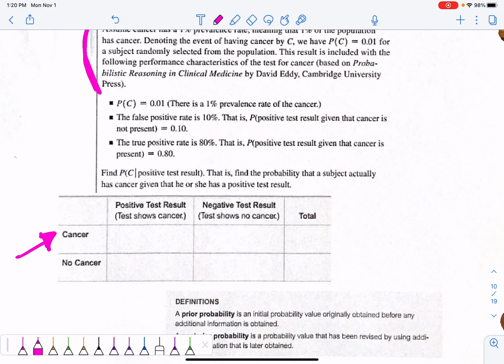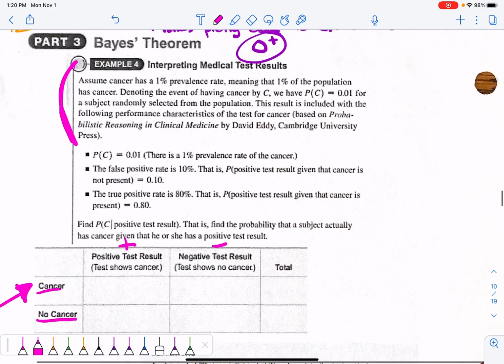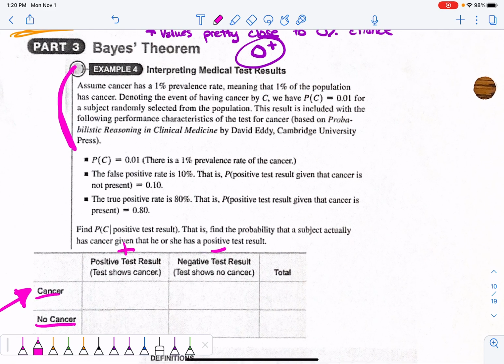So it's that two-way contingency table, except we're talking about positive results, negative results, and here we're talking about cancer, no cancer. So like somebody has cancer, testing positive for cancer, somebody has cancer, testing negative for cancer, that type of thing, okay? So the little scenario that they have going on here says assume a 1% prevalence rate, meaning that 1% of the population has cancer, okay?